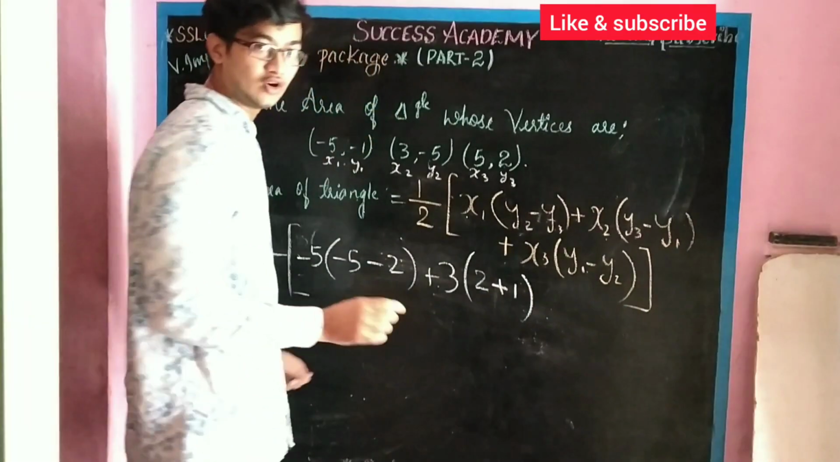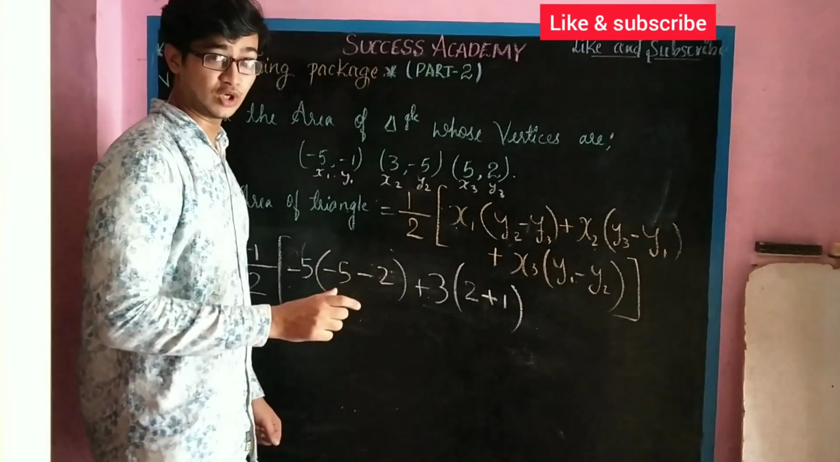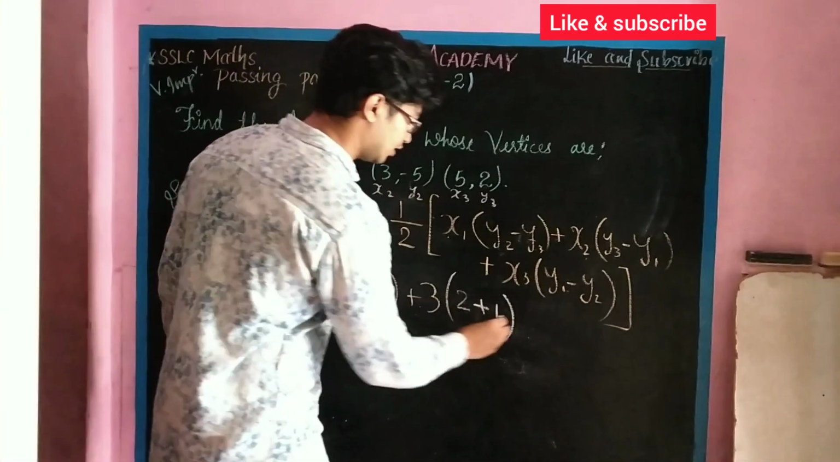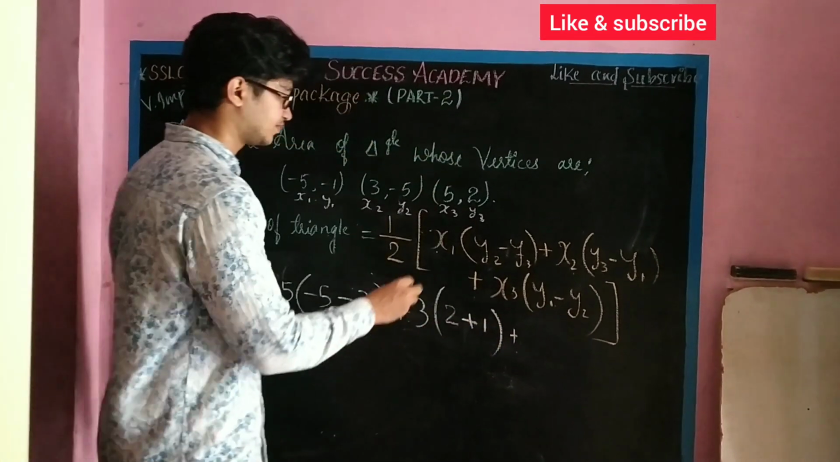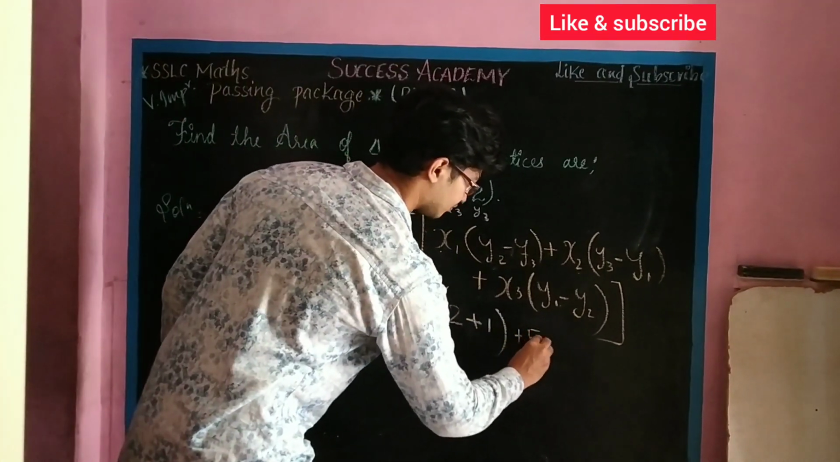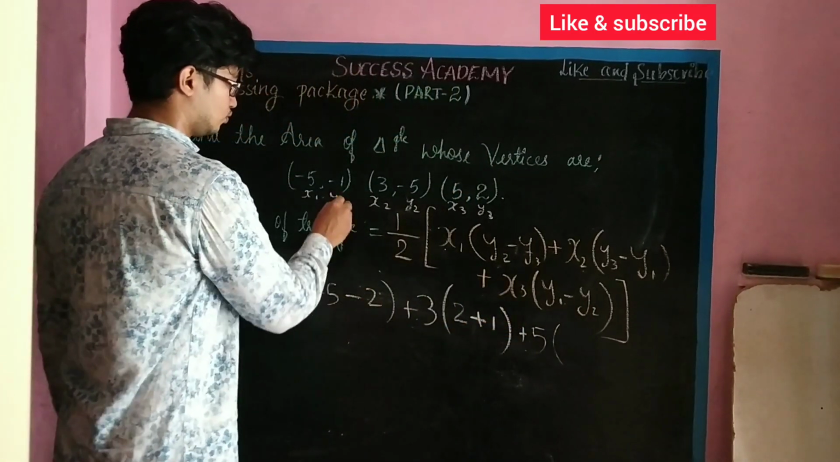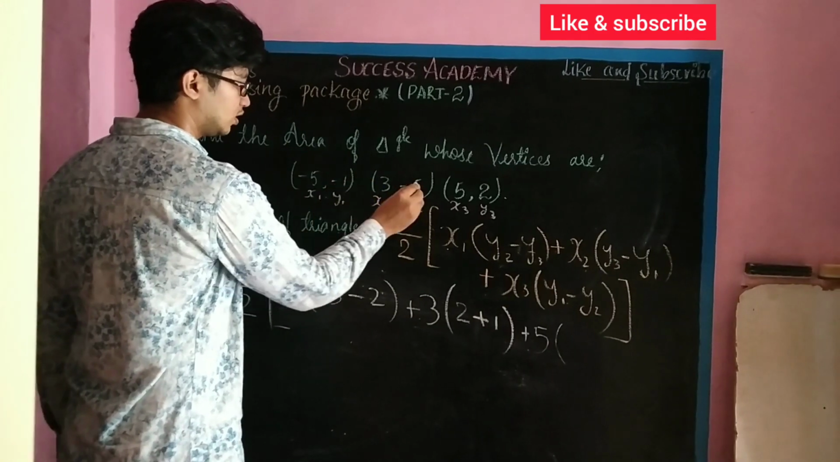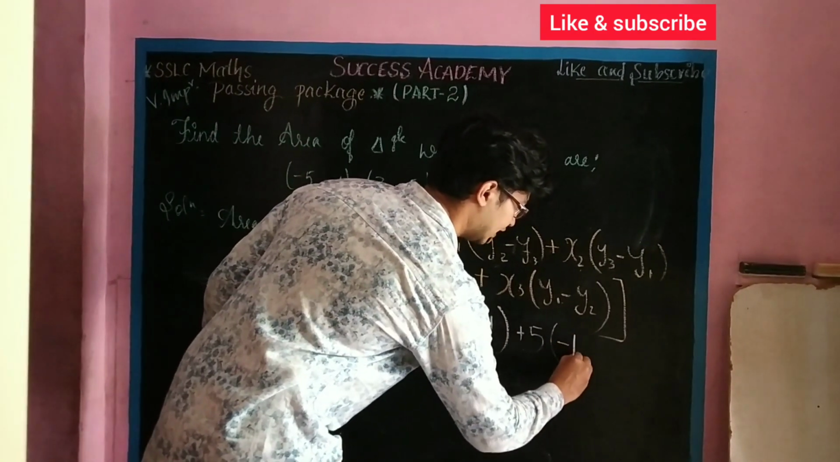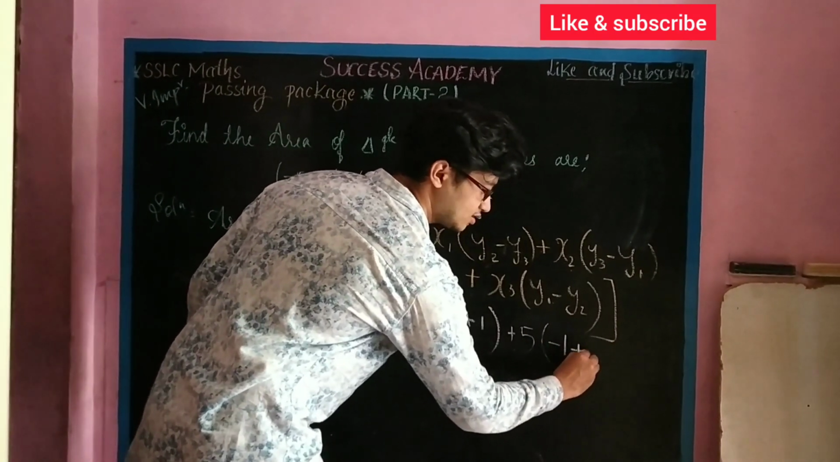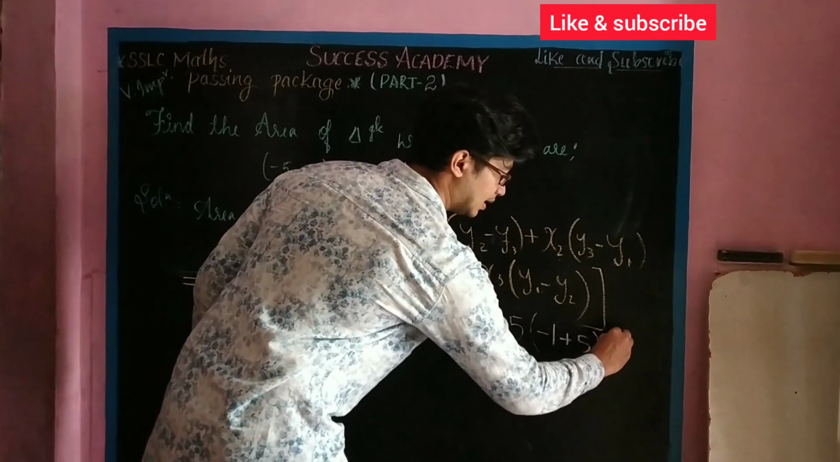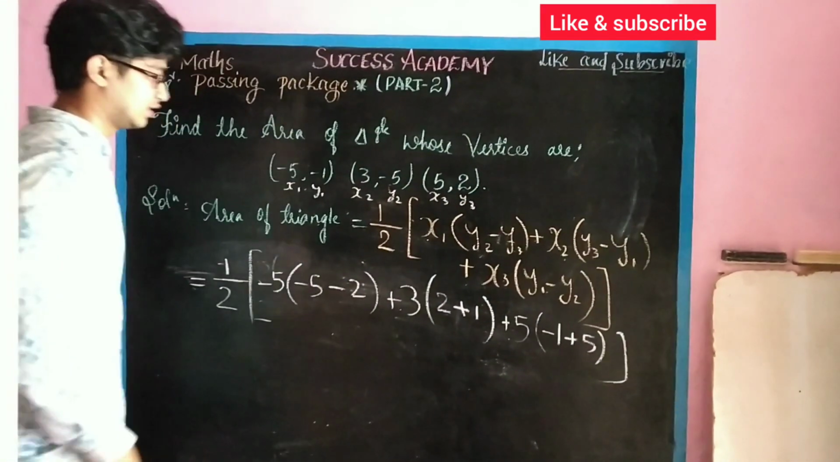Okay friends, you have to remember the signs, which one will become positive and which one will become negative. Next, plus x3. x3 is 5 into y1 minus y2. y1 minus y2, minus 1 minus minus 5, minus into minus plus 5, bracket close. Let us solve.